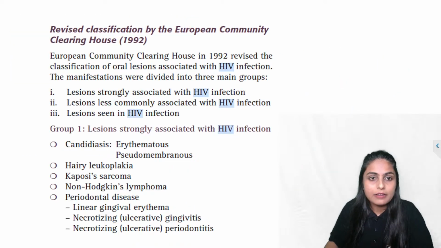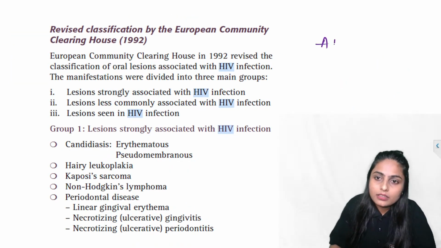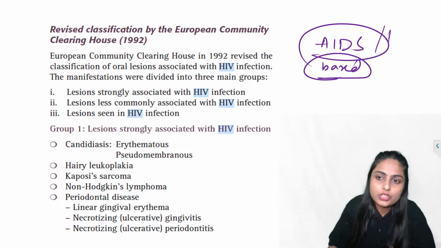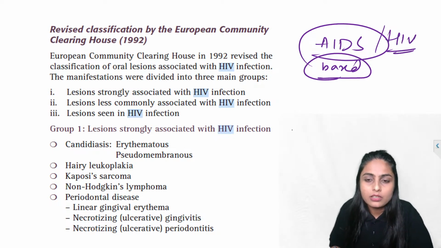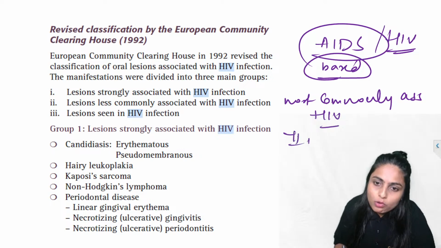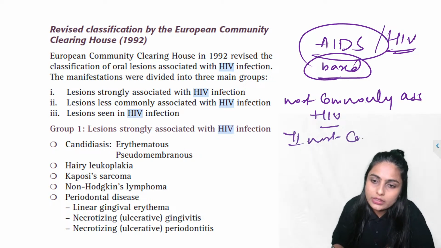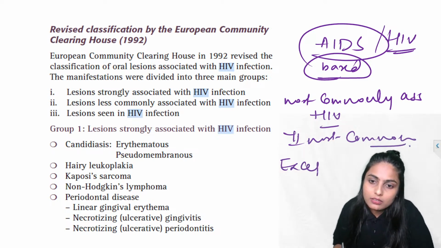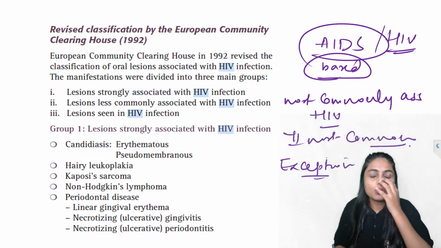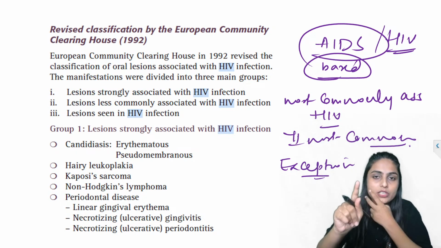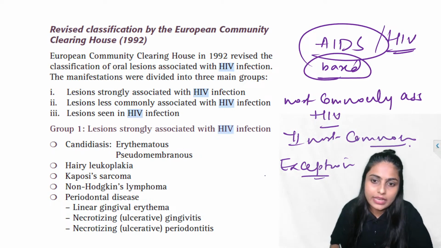next we have this. This is an AIDS based question. HIV based questions are frequently asked: the most commonly associated lesion with HIV, the second most common associated lesion with HIV, or an exception. So they can give you the options, the lesions associated with HIV, and there will be one option which is not associated with HIV. So they can ask like that.